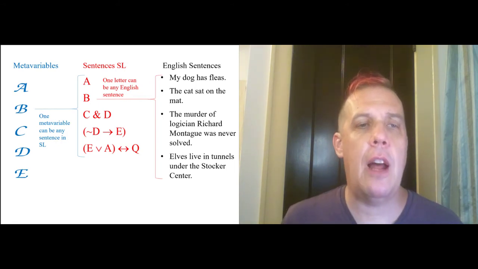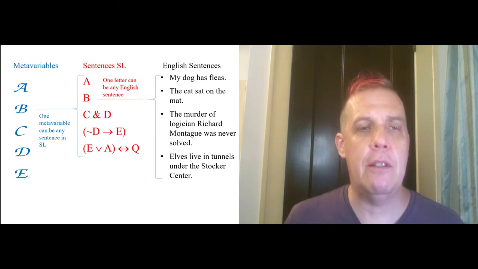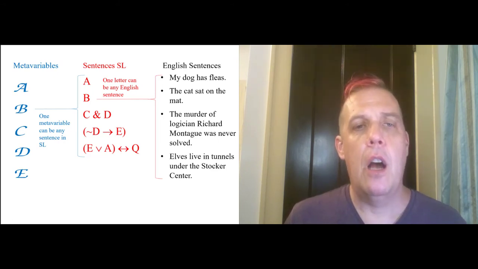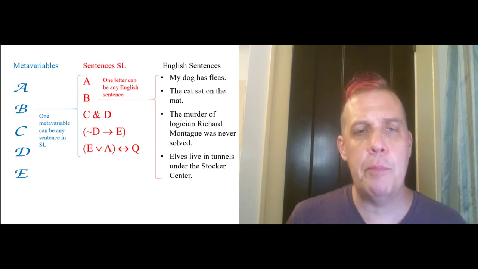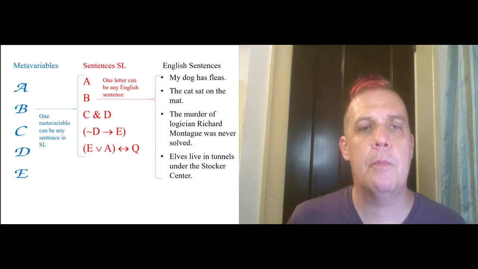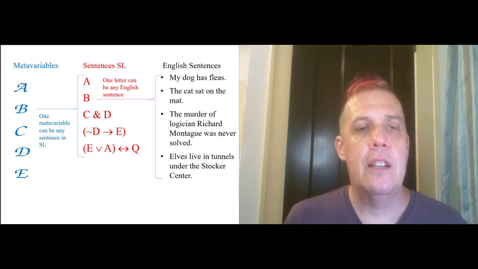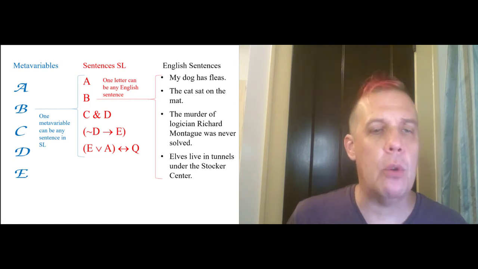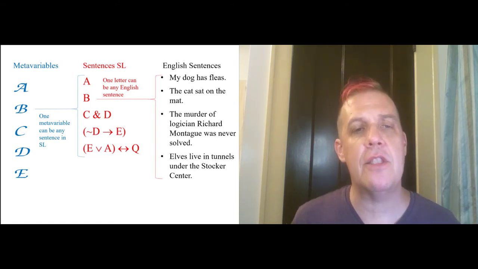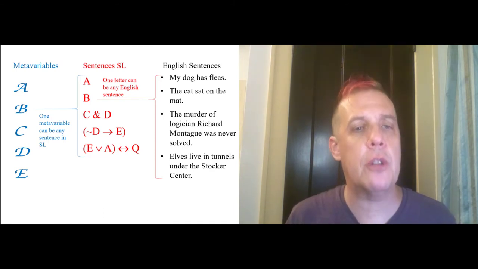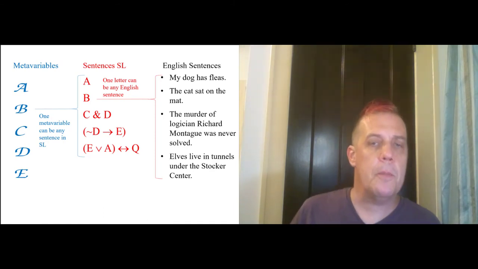Now consider the letter script B in blue. This can stand for any sentence in our object language SL. So it could mean A, it could be B, it could be C or D, it could be C and D, it could be not D implies E or A if and only if Q. It could be anything. It could be any sentence, not just an individual sentence letter. It could stand for much longer sentences.